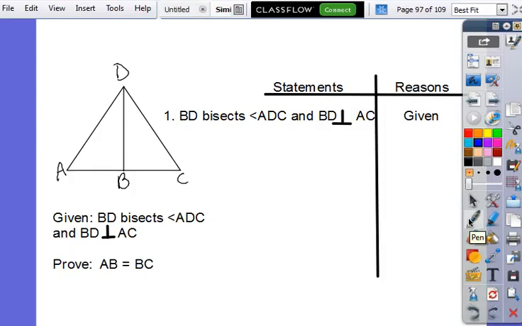All right, what does bisect mean? It's going to cut something into two equal parts. So that means this part and this part are the same. So I say that ADB is equal to CDB.